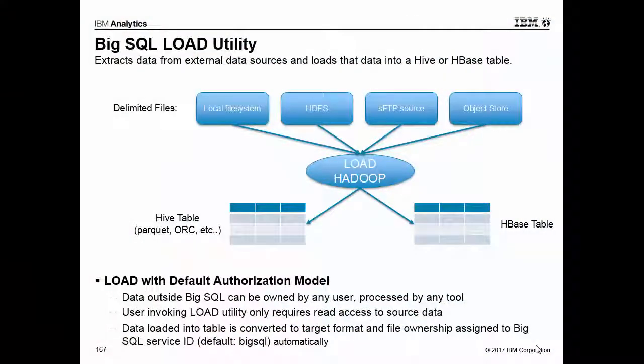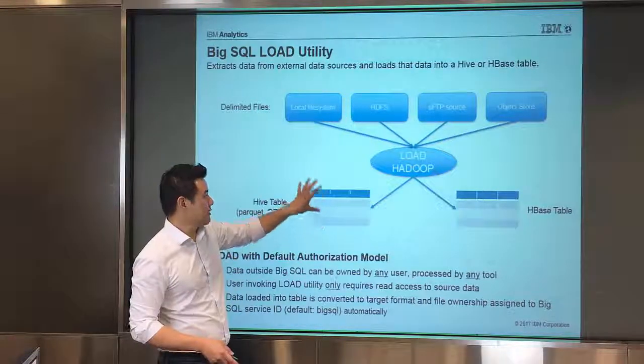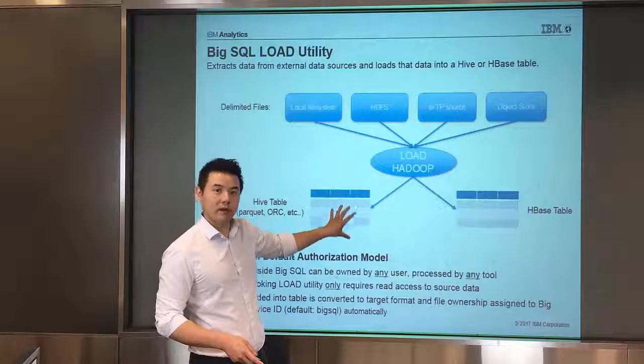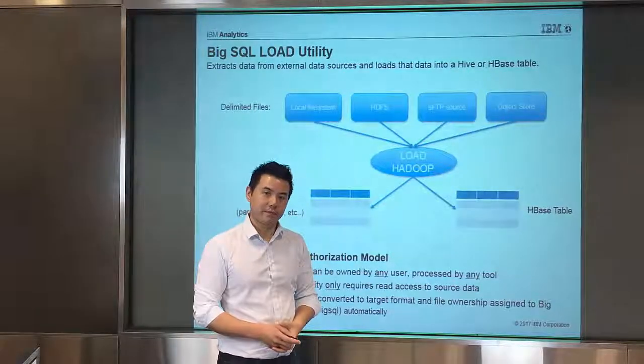Now, the data that's coming into the load utility can be owned by any user and any process, as long as the user who is executing that command can read the data. But once the data is passed through the load utility, it'll be written to the table, and that user will need to have access to the table, but the files that are ultimately written are still owned and accessible by the Big SQL Service ID.